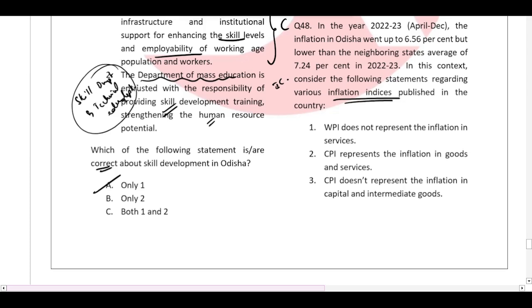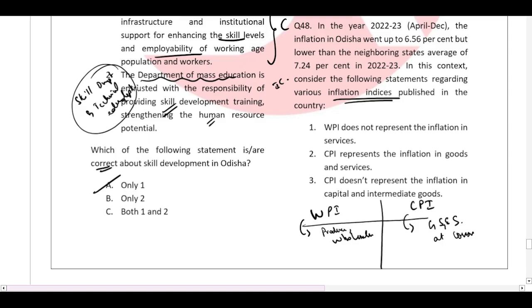Okay. Now let us look at the concept of WPI and CPI. The wholesale price index and the consumer price index are both used as measures of inflation. But as the name suggests, the wholesale price index measures the inflation at the producer level or the wholesaler level. The consumer price index measures the inflation for both goods and services at the consumer level. Because it is happening at the producer or wholesaler level, this only captures the data of goods, and the services are not included in the WPI.